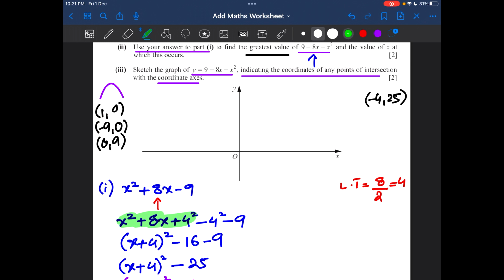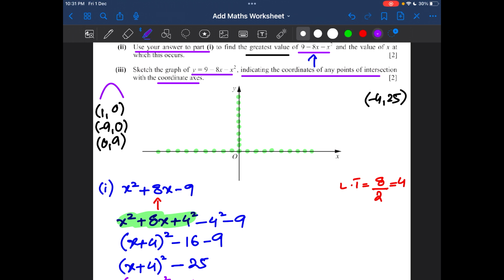So we are plotting this graph: 1, 2, 3, 4, 5, 6, 7, 8 and 9. Let's bring it a little closer, it is 9, right? 1, 2, 3, 4, 5, 6, 7, 8, 9.